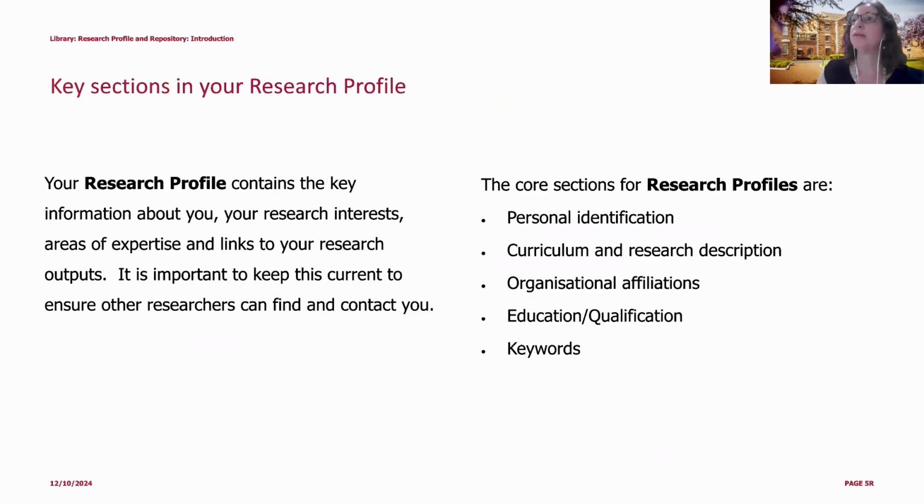And the first part of the platform is your research profile, and that will contain all of your personal information. And so that'll be your personal information, your curriculum areas, your organisational affiliation, which will be WSU, education qualifications, and then some keywords, or FOR codes, so people can search and find you under your research areas.